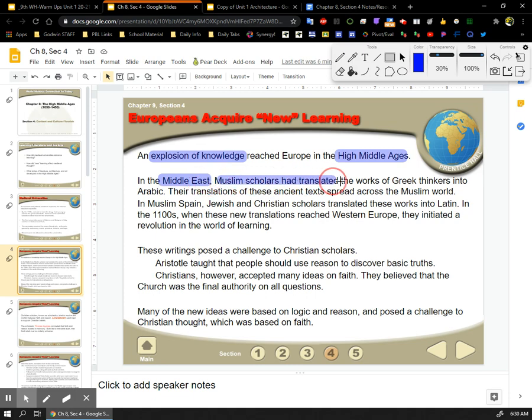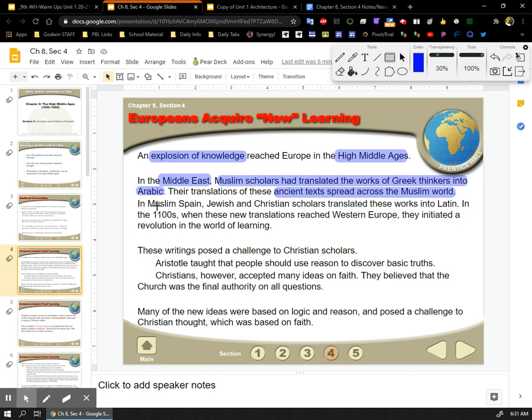Muslim scholars had translated the work of Greek thinkers into Arabic. These translations are going to go gangbusters all across the Muslim world. Anytime there's new kind of knowledge out there that is globally accepted, it's going to explode onto the scene. So these ancient texts are going to spread across the Muslim world, which, as you guys know from maps that we've looked at, spread from the Middle East around Israel, Jerusalem, all the way through northern Africa and into Spain.